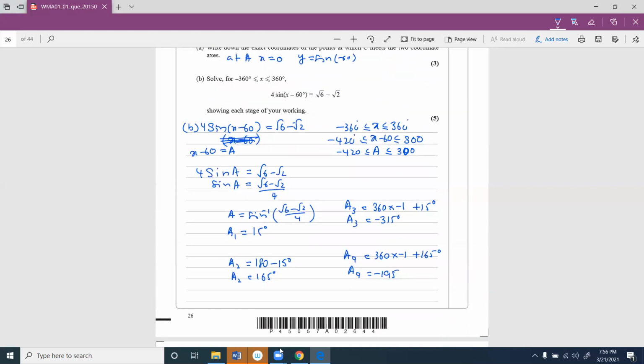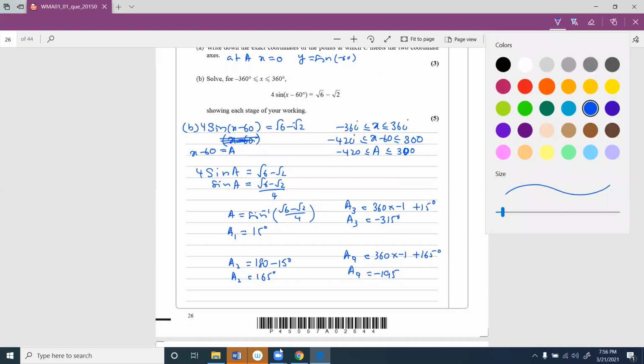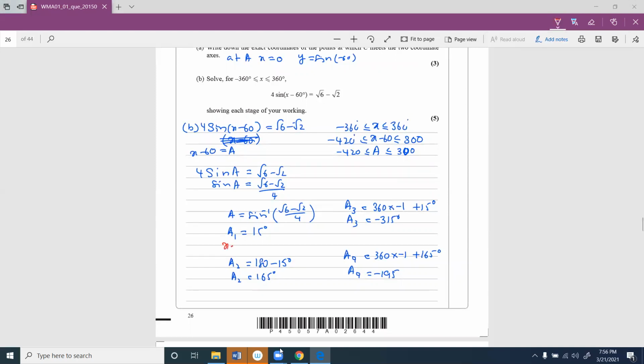Then we now need to find the solutions for x instead of A. So from here you can write x minus 60 equals 15, which is within the range. Therefore, x equals 75. Then over here, x minus 60 equals 165. Then x equals 225. So it's obviously out of range, not a problem.